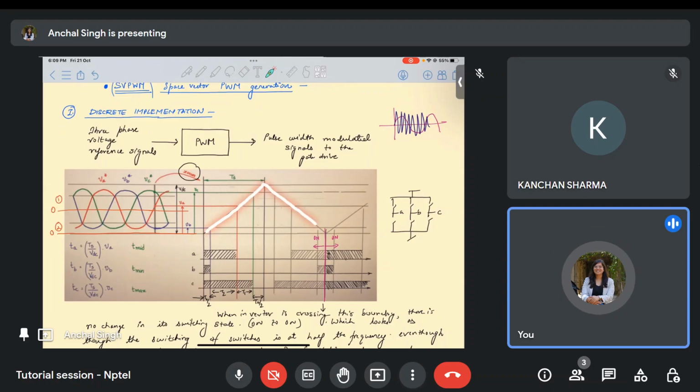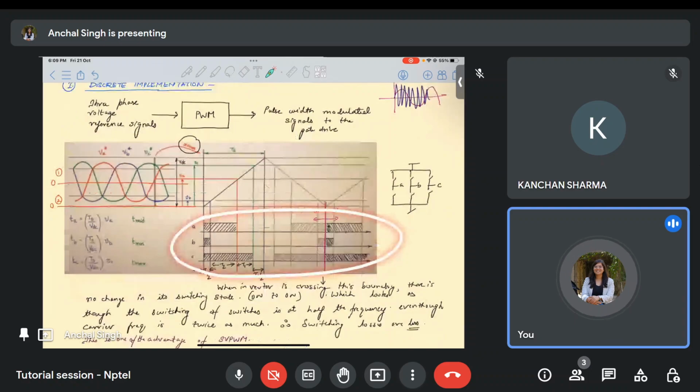In that particular time period of one carrier wave, you can assume that the value of these reference or modulating signals will remain almost constant, because I am varying these carrier signals at such a high frequency that in one cycle of this carrier, we can assume the modulating signals to be almost constant. Therefore, at this particular instant, I am taking the magnitudes of Va, Vc, and Vb, and imposing them on the time axis here and obtaining these pulse width modulated signals.